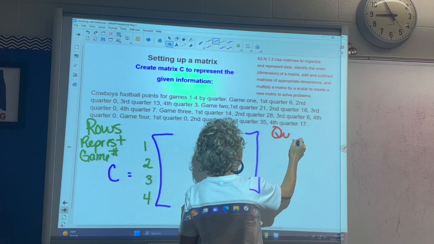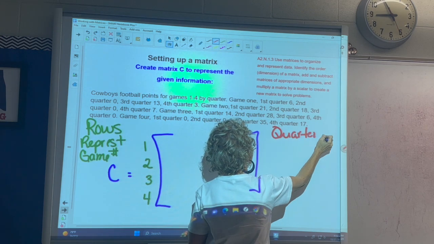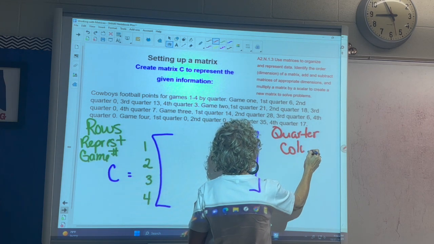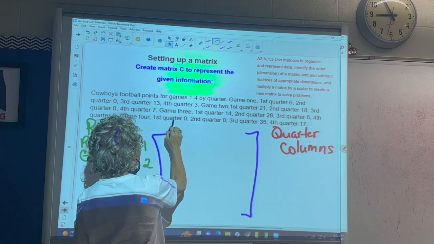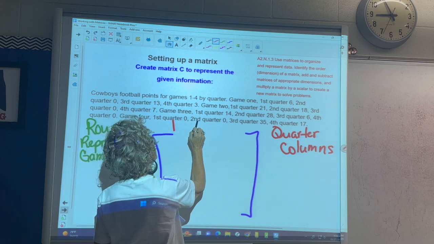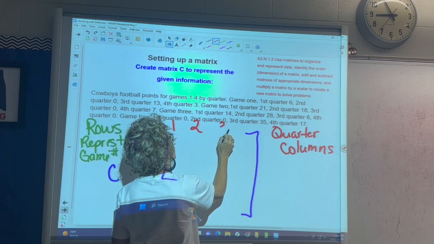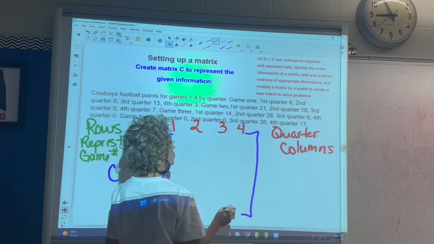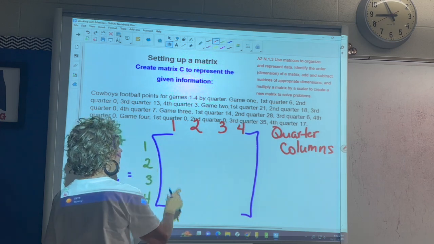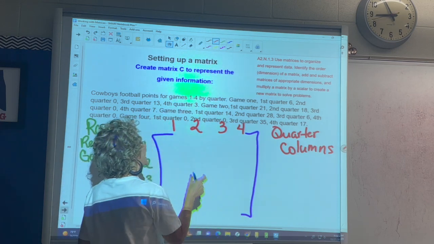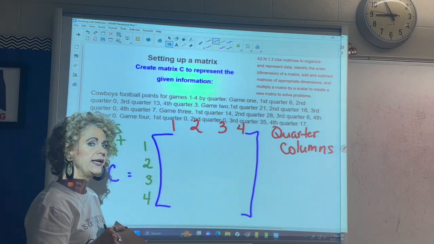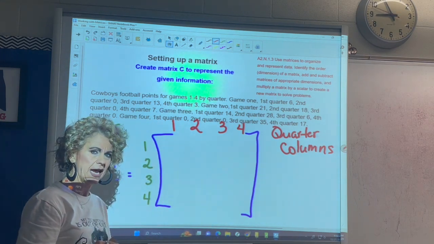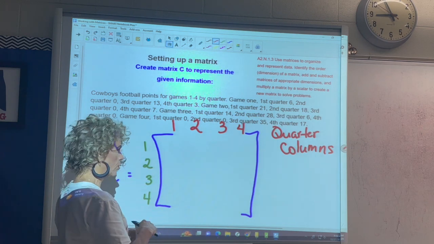So my rows are the games, and my columns are the quarters. So what quarter it is is represented by our columns, and you do it in order. This would be my quarter 1, this would be quarter 2, this would be quarter 3, and this would be quarter 4. I have 4 games and 4 quarters. Each entry will represent the points earned in that game during that quarter.